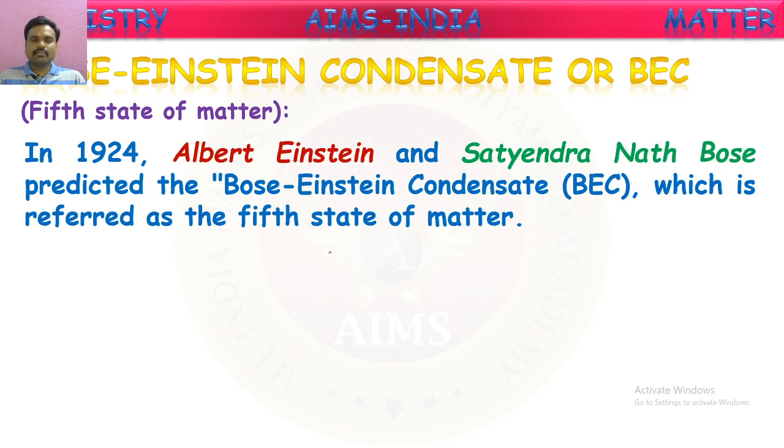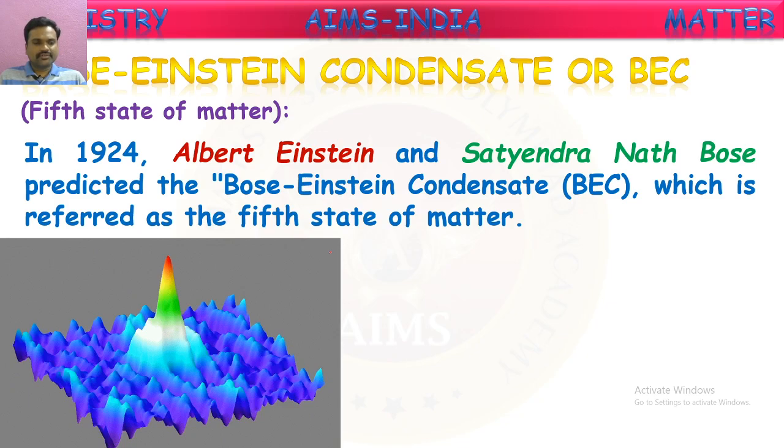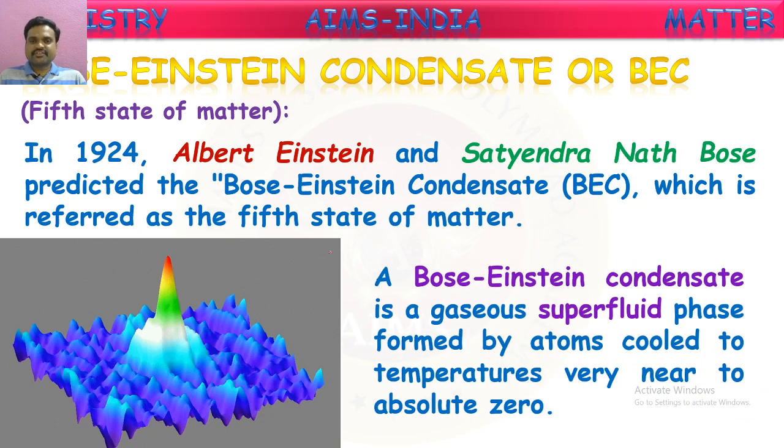In 1924, Albert Einstein and Satyendranath Bose together predicted the Bose-Einstein condensate or BEC, which is referred to as the fifth state of matter. With a microscope, it will look like this, the fifth state of matter. A Bose-Einstein condensate is a gaseous superfluid phase formed by atoms cooled to temperatures very near absolute zero. Absolute zero means very low temperatures. When gases are cooled to very low temperatures, they form a superfluid in which all the molecules come to a frozen state, with no vibrations.